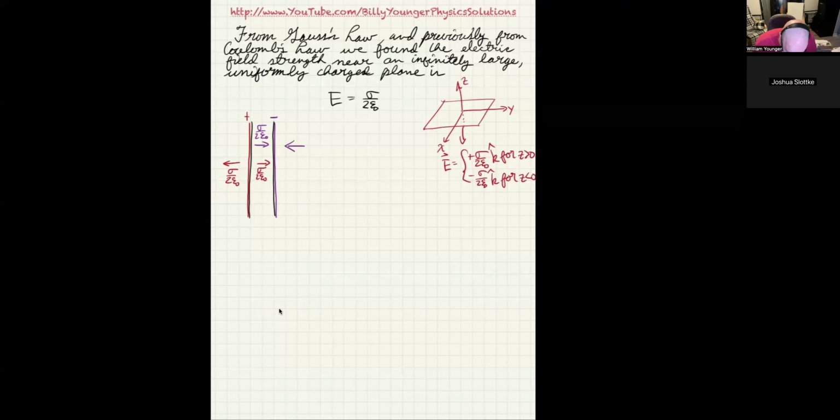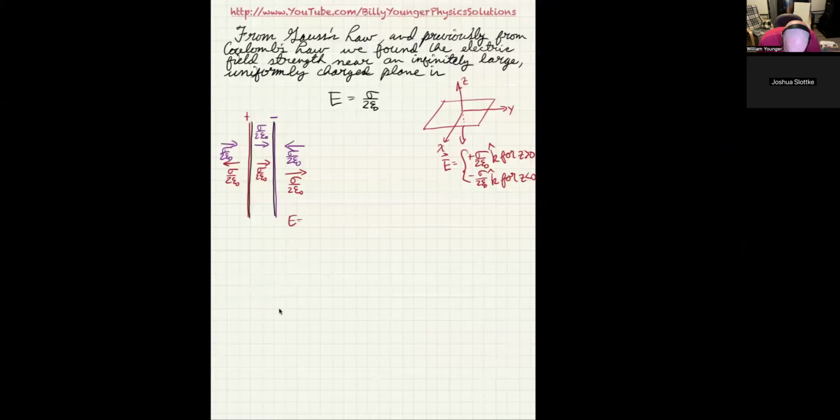And of course, we already know that since the purple was pointing to the left of the plate, we also know it's going to point to the left of the plate. So this is going to be sigma over 2 epsilon naught here as well. And this one's going to be sigma over 2 epsilon naught here as well. But we also know that the electric field due to the red plate is going to point to the right over here as well. So what you see is you've got equal magnitudes but opposite directions on the right-hand side.